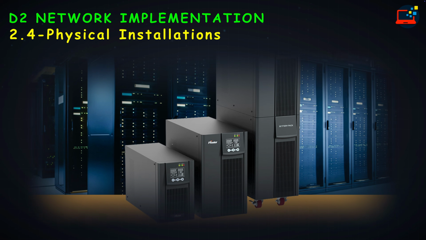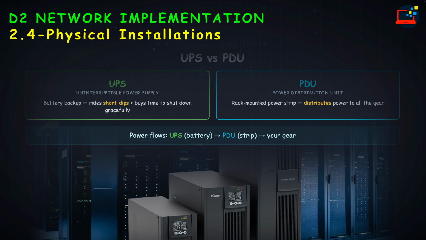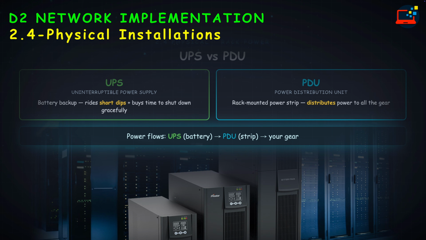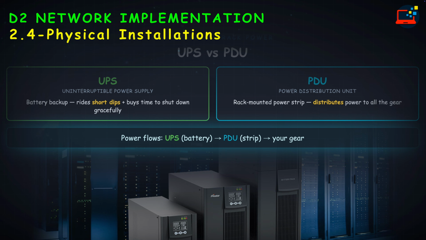Power for the rack comes from two sources. UPS, uninterruptible power supply, is the battery backup that keeps gear alive through short power dips and gives the network administrator time to shut down gracefully during a longer outage. PDU, Power Distribution Unit, is the rack-mounted power strip that distributes power from the UPS or wall circuit to all the gear in the rack.